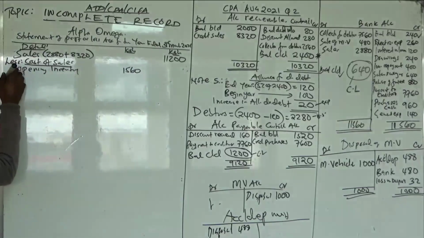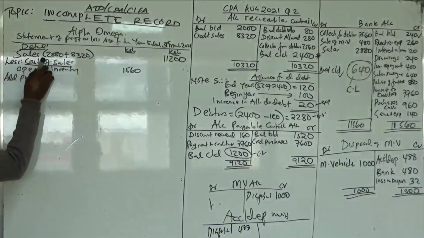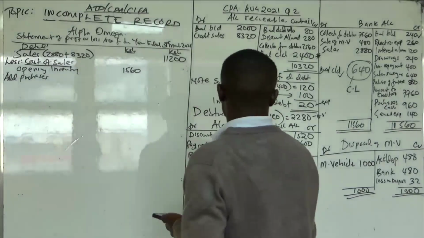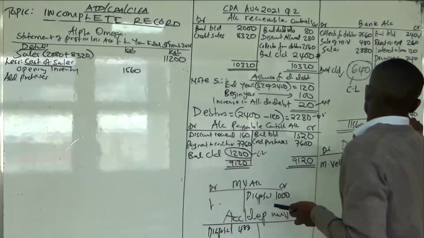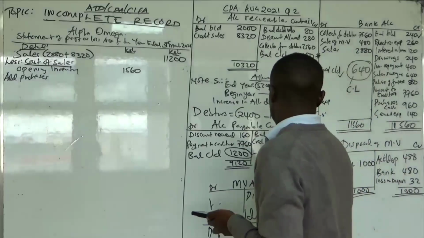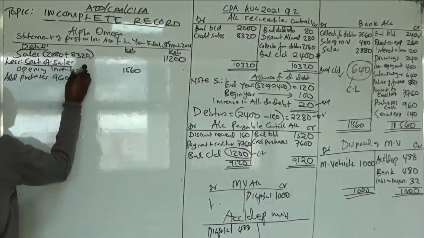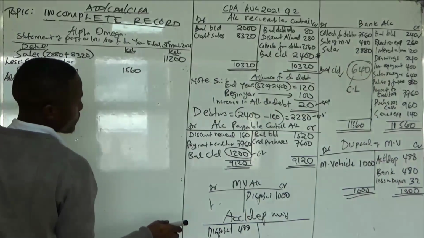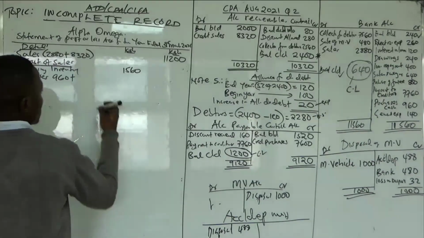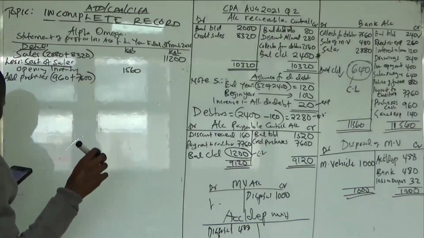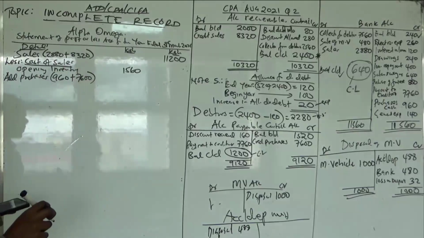Then we add purchases. In the purchases pia tunachukua cash purchases, you add credit purchases, ndio hii. That is 960 plus 76. Suppose there 7600 was withdrawn of goods peke yake, unge minus.